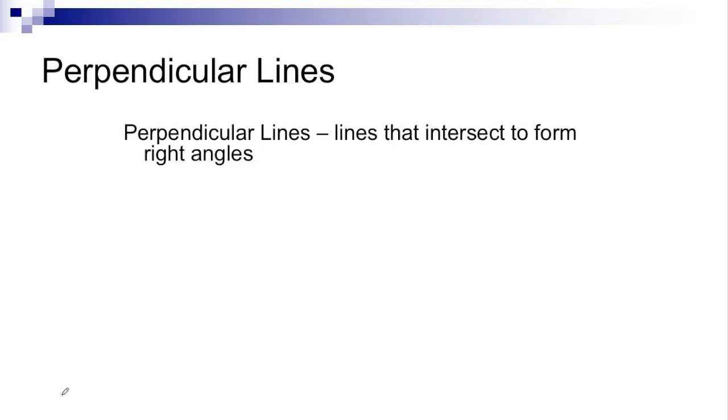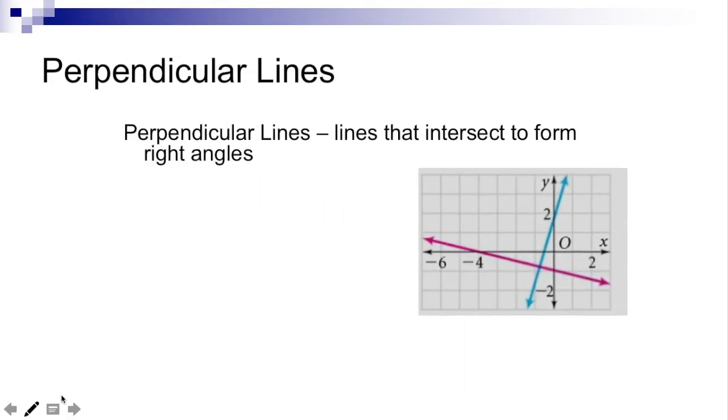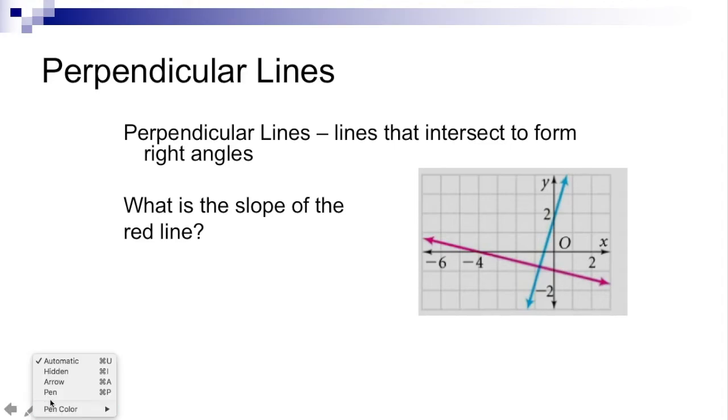Now, let's have perpendicular lines. Perpendicular lines are lines that intersect to form right angles. Now, I want you to look at the slope of each of this. The slope of the red line, let us use rise over run. Then this is one of the points, another one is this, and so on. So let's use the rise.